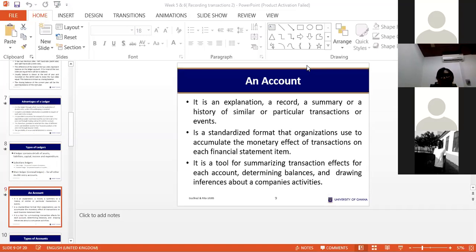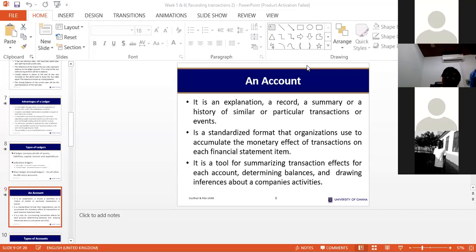Okay. Now we have been talking about accounts. What is an account? It is just a means of keeping records, a means by which accountants are able to summarize the history of similar transactions that have occurred relating to a particular transaction or event. So if we have sales to Ascertain, we would want to provide a record of every transaction that the business has had with Ascertain.